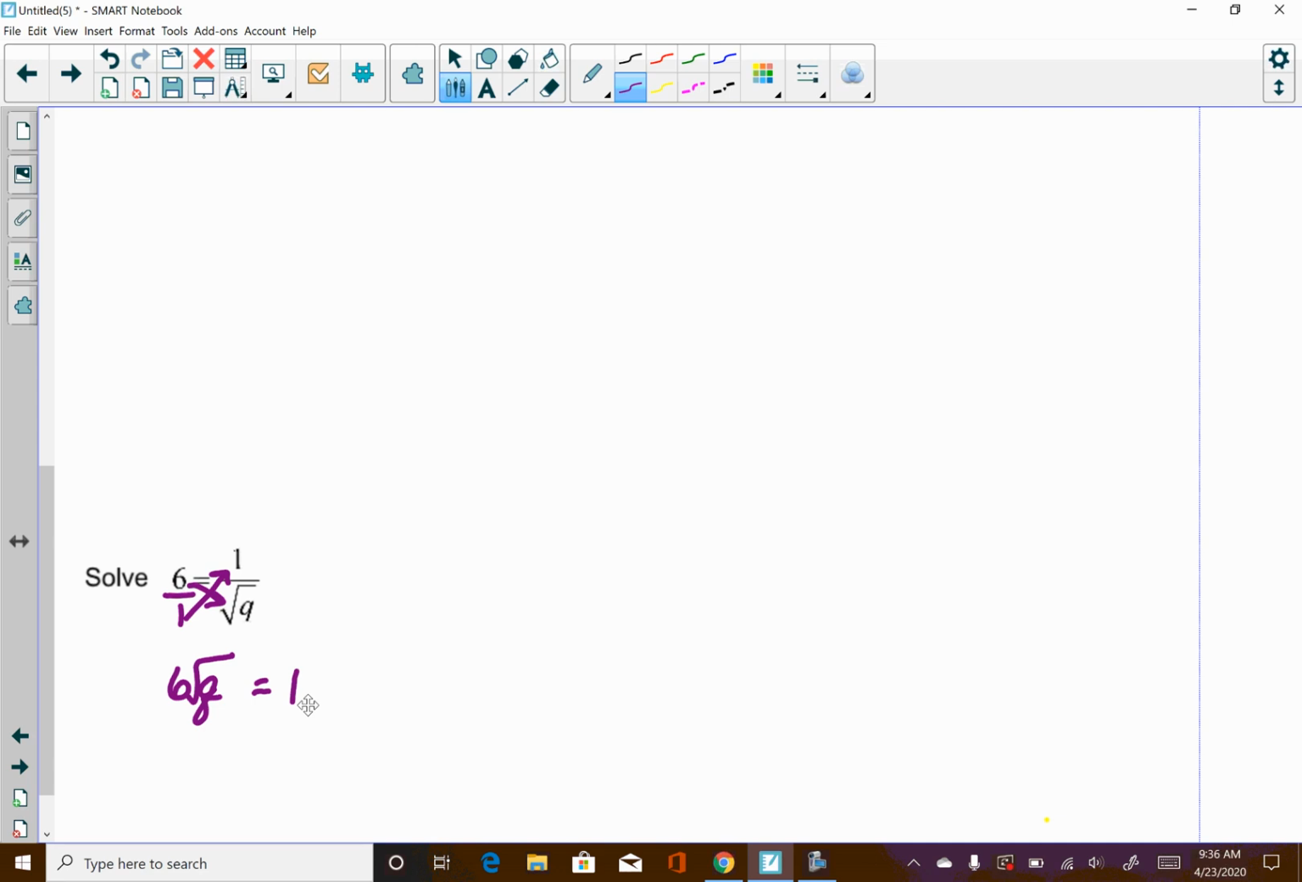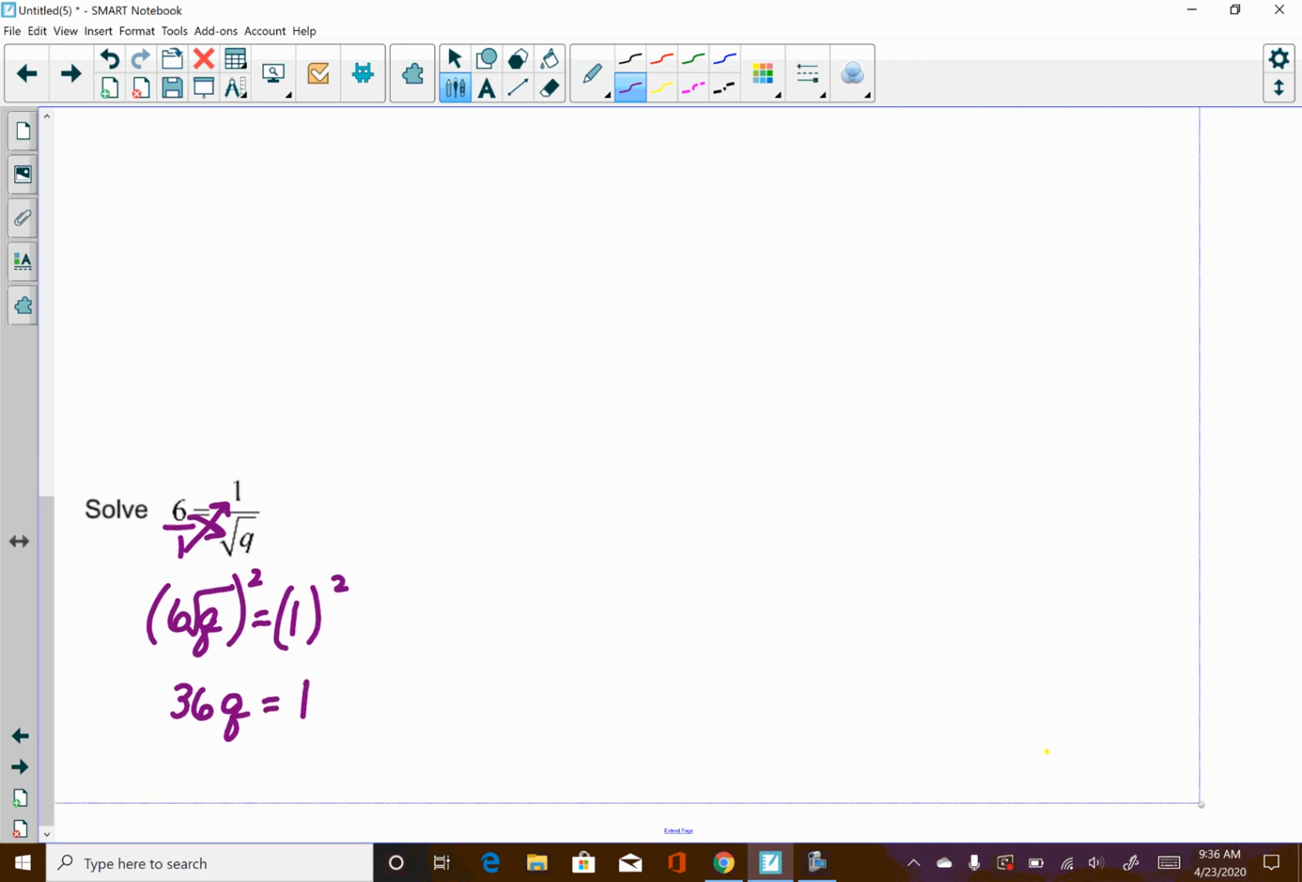Now from here, just square both sides, because your square root's already by itself. So 6 squared is 36. The square root of q squared is just q, and 1 squared is 1. And then last step, divide by 36. It cancels out. So q equals 1 over 36.